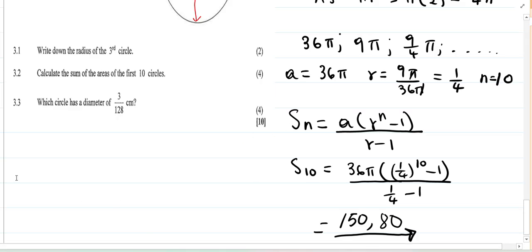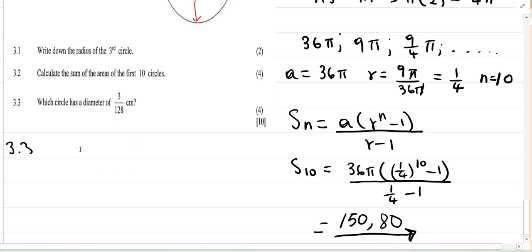I'm gonna try and squeeze it in here. Question 3.3, they say which circle has a diameter of 3 over 128 centimeters. So now as soon as you get to this point, you take a chill. You think about it. You don't want to get yourself confused. They say which circle has a diameter of 3 over 128.